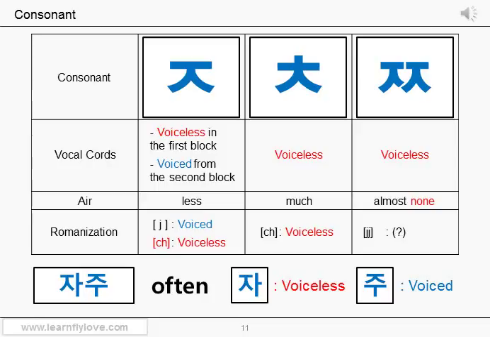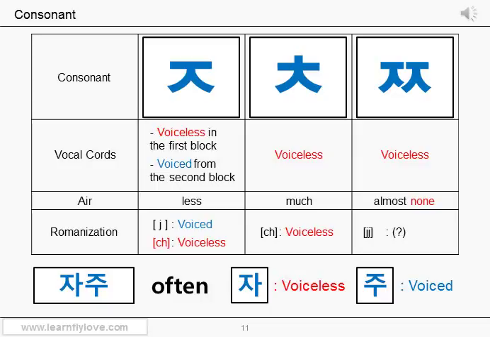Let's see the actual word. 자주, which is the equivalent to the adverb often. As you hear the sound, the first 자 sounds very similar to CH sound. I will read this word three times with three different sounds. Please tell me which one is correct. 자주, 자주. And 자주, 자주. And 자주. Again, 자주. And 자주.